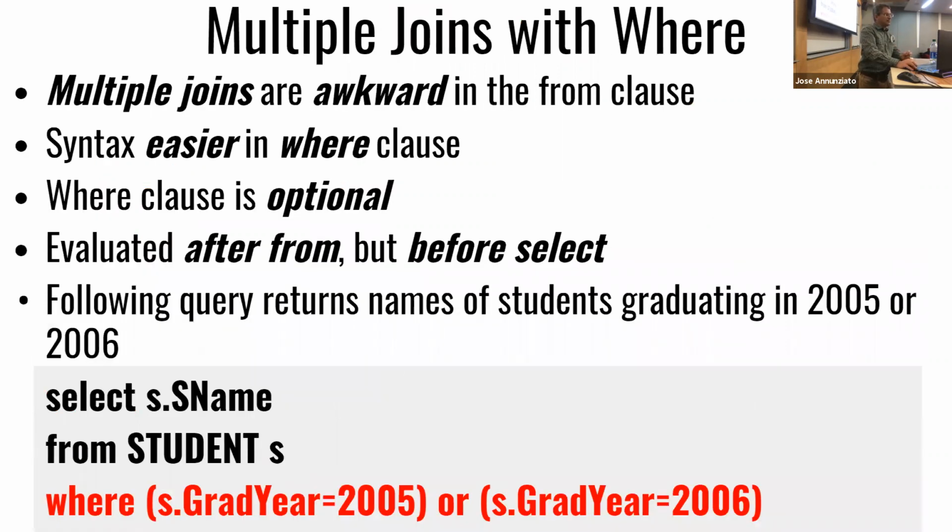Now we had mentioned that if you had multiple joins, it's kind of awkward if you use the join keyword. It could get fairly complex. If it's a single join, that's fine. You should use just plain old join. But if you have multiple, then it can get hard to read really quick.